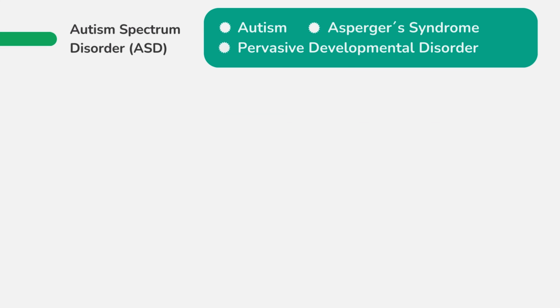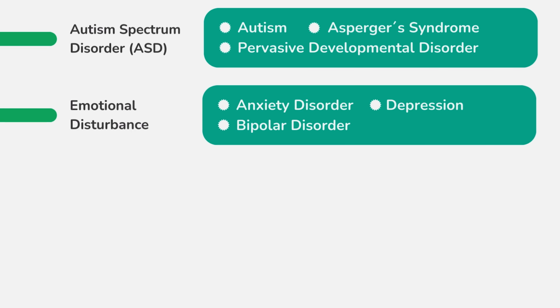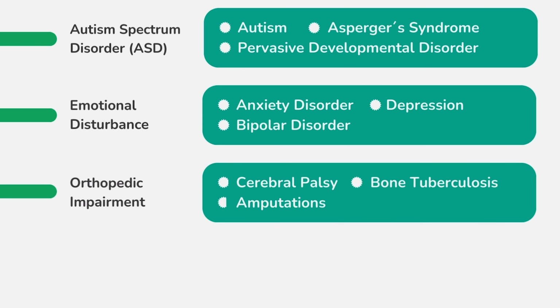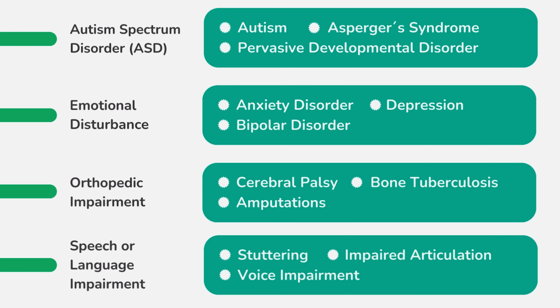Fifth is autism spectrum disorder, or ASD. A developmental disability that involves a range of symptoms involving social and communication skills. Next is emotional disturbance, which covers various mental health issues that impact students' behavior and ability to access classroom learning. Then there's orthopedic impairment, which is a lack of ability or function within the body. Then we have speech or language impairment, which covers a variety of struggles with verbal communication.